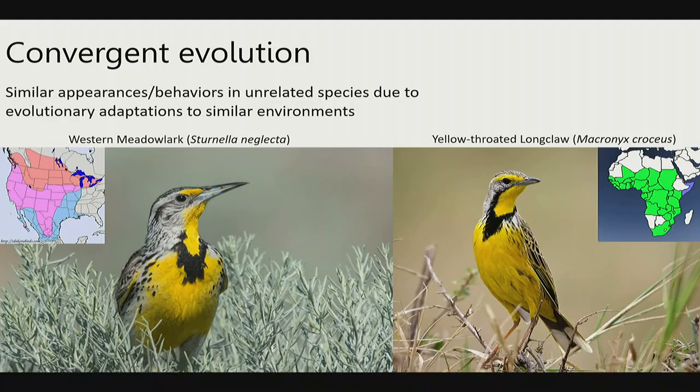This is a yellow-throated longclaw, who thinks they look somewhat similar? Yeah, I'd agree, right? They have no relation to each other whatsoever, except that they're both birds. Not even in the same family, completely different, right? But they both live in grassland, shrubby biomes, right? And so it turns out they have a lot of the same adaptations, some of which we kind of understand.